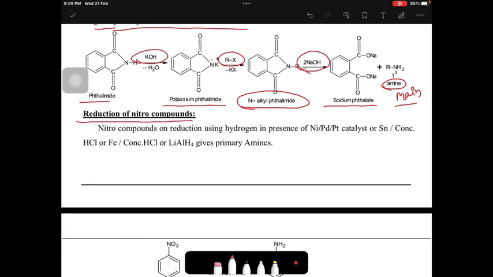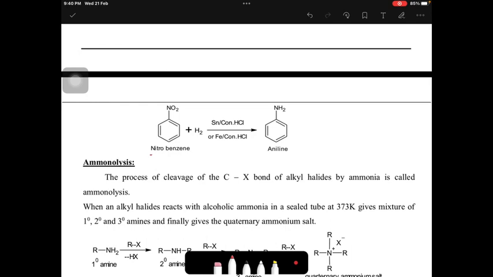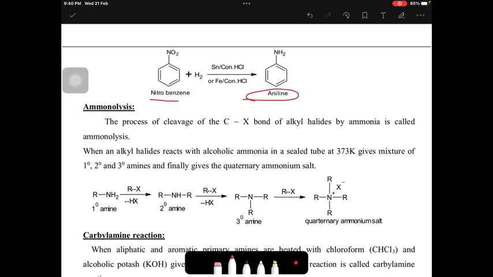Reduction of nitro compounds. Nitro compounds on reduction using hydrogen in the presence of nickel, palladium or platinum as a catalyst, or tin and concentrated HCl, or Fe and concentrated HCl, or lithium aluminum hydride give primary amines. Nitro compounds are reduced to primary amines.